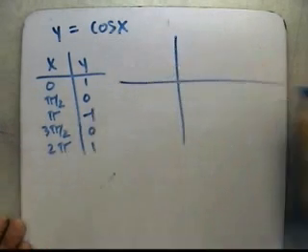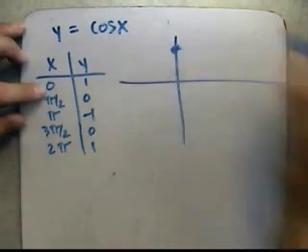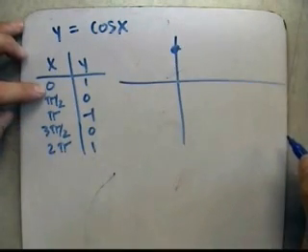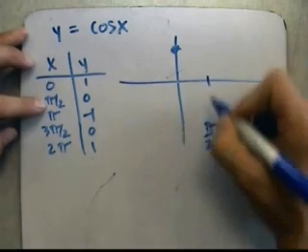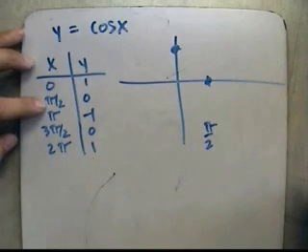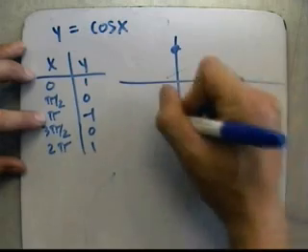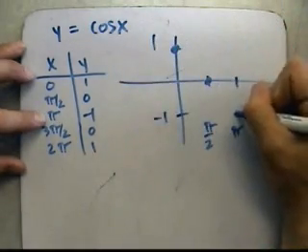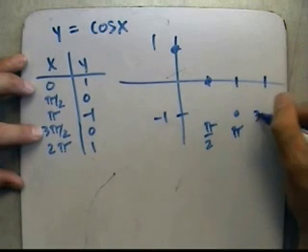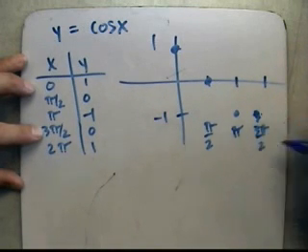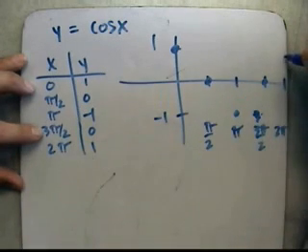If I were to graph this now, this is my basic cosine function. 0, 1 is my first point, so it's way up here. It doesn't start at the origin anymore. Cosine doesn't start at the origin. I go out pi over 2, and I go to 0. I go to pi, it's at -1. I go to 3 pi over 2, and that's back at 0. And the last one is on 2 pi, and back up at 1.